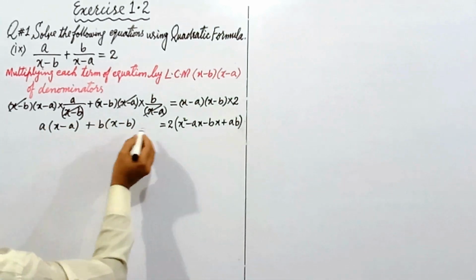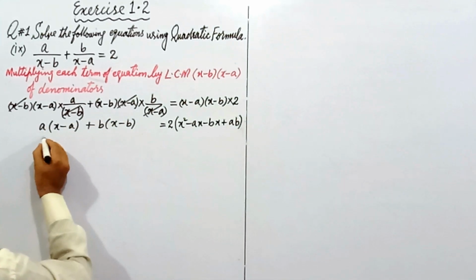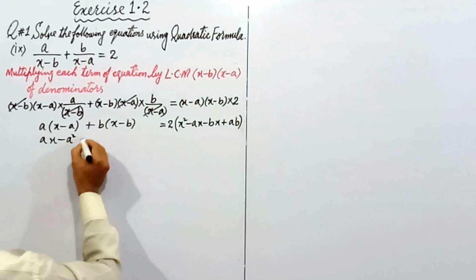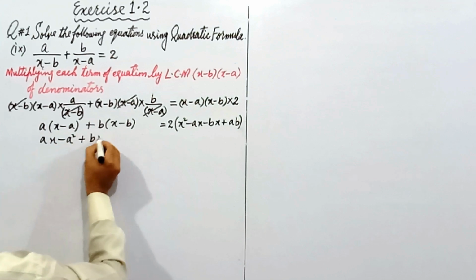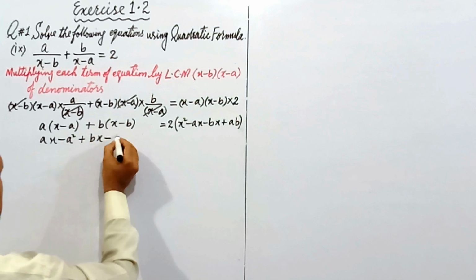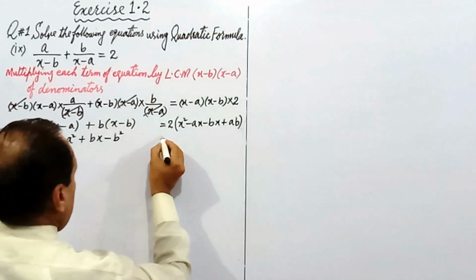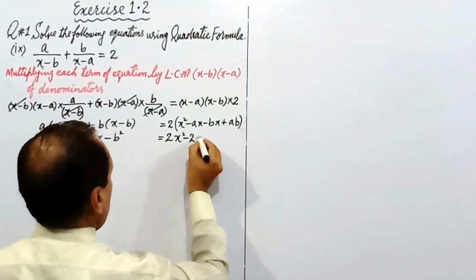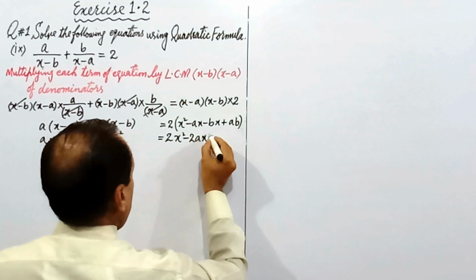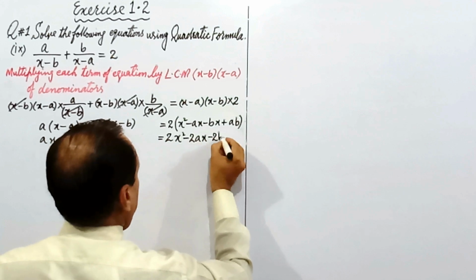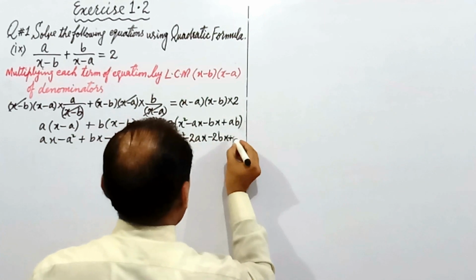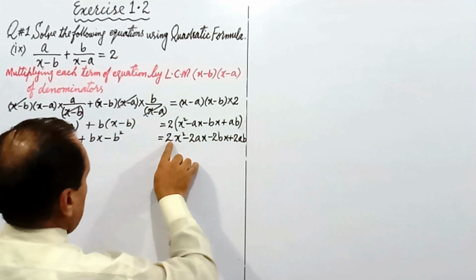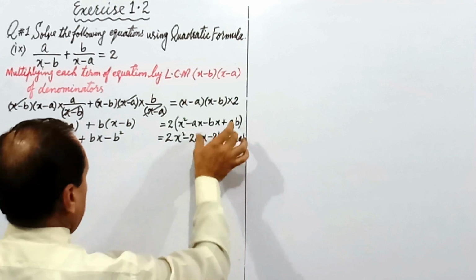In the next step we open these brackets: a into x, ax, a into a, minus a square, plus b into x, bx, plus minus minus b into b, b square, is equal to 2x square minus 2ax minus 2bx plus 2ab, as 2 is multiplied to each term present in the bracket.